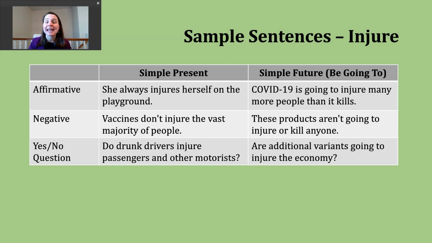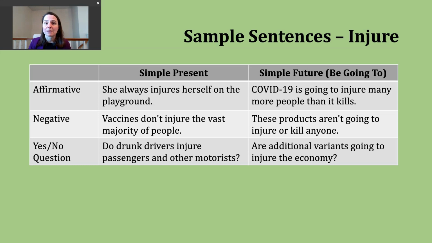Now, if you want to make a negative simple present sentence, your structure is again going to depend on what your subject is. If your subject is I, you, we, or they, we'll use do not and then the base verb. But if the subject is he, she, or it, we're going to use does not and then the base verb. So notice we're not adding an S to the end of the verb in the negative.